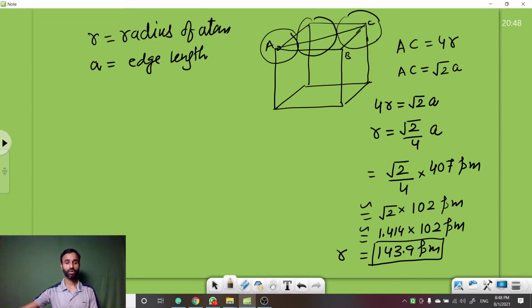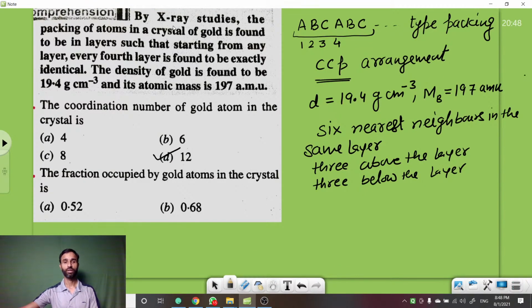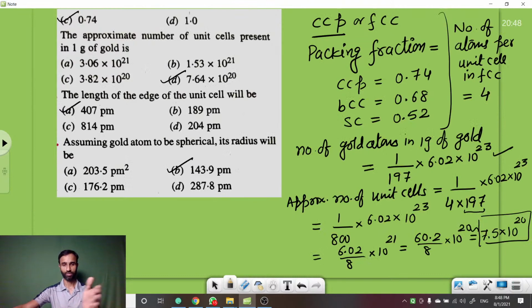So this was the comprehension type question. By X-ray studies, the packing of atoms in a crystal of gold is found to be in layers. So we have done this question according to the comprehension. That statement is given to us, and that statement guides us how to proceed, which type of packing is there. That is clear from the indirect statement given to us. So this is one of the questions.